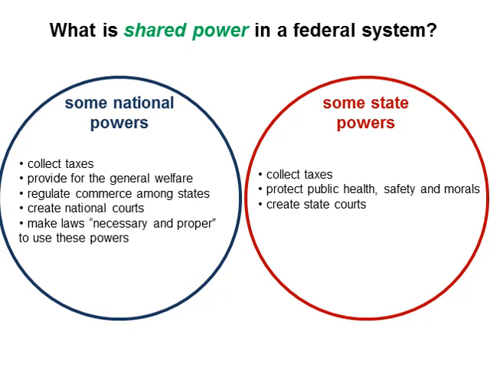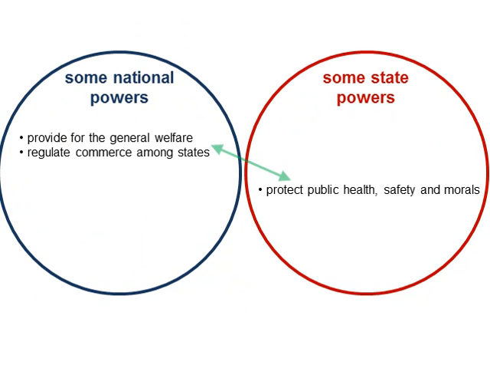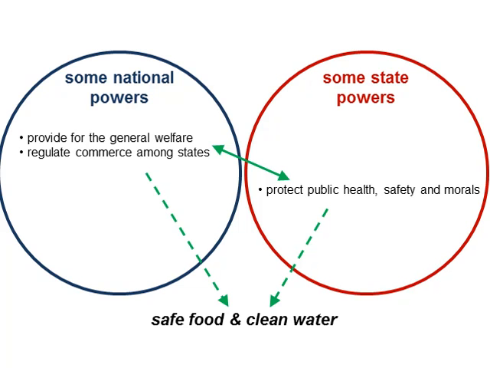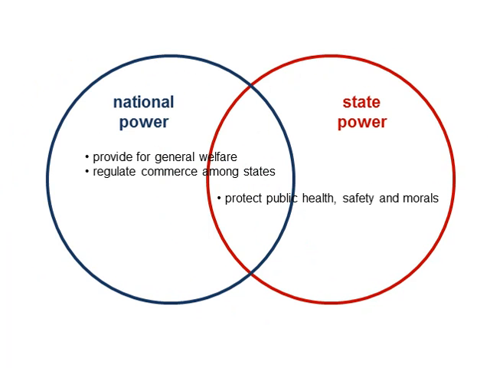Side by side, the circles suggest that the Constitution established separate spheres of power, national and state. That's misleading. Note the similarity between national and state responsibilities. For example, national power to provide for the general welfare and regulate commerce relates to state power to protect health, safety, and morals. Think about maintaining food safety and water quality. This probably involves both national power over interstate commerce and state power to protect health. Rather than separate spheres of power, the Constitution created overlapping spheres.